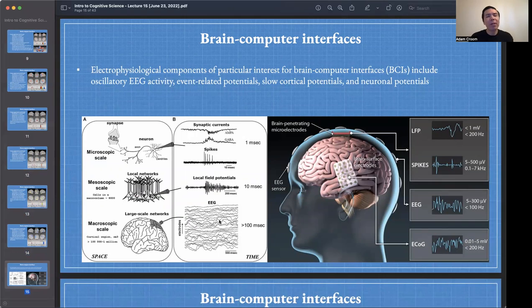So, electrophysiological components of particular interest for brain-computer interfaces include oscillatory EEG activity, event-related potentials, slow cortical potentials, and neuronal potentials.